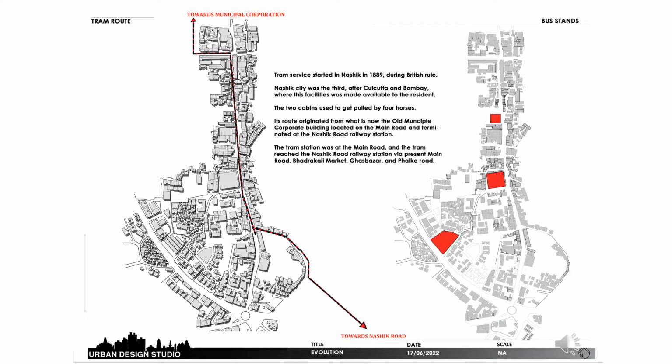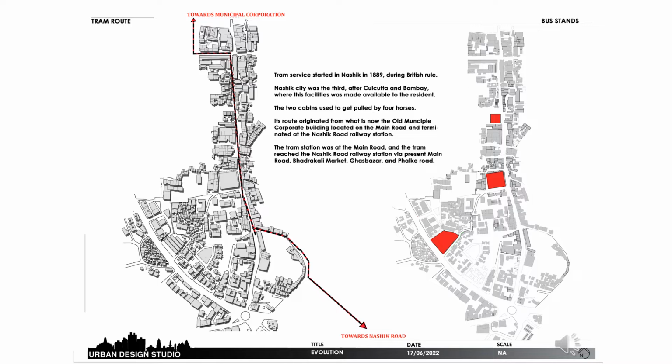Tram service started in Nasik in 1889 during British rule. Two cabins used to get pulled by four horses. It ran on Nasik's route for almost 27 years and later the horses got replaced by petrol engines. While it ran on diesel engines in other cities, petrol engines came first in Nasik. For almost 44 years, it served the people of Nasik. It was closed between 1931 and 1933.